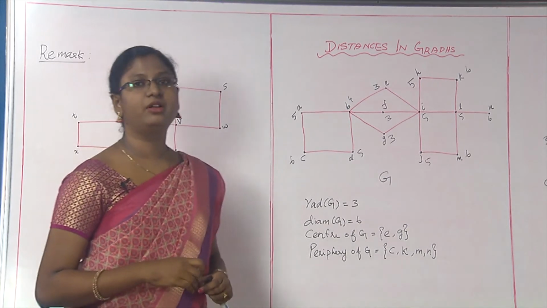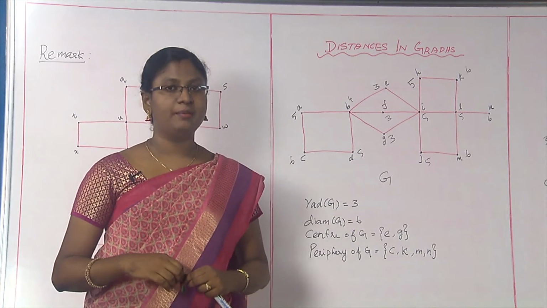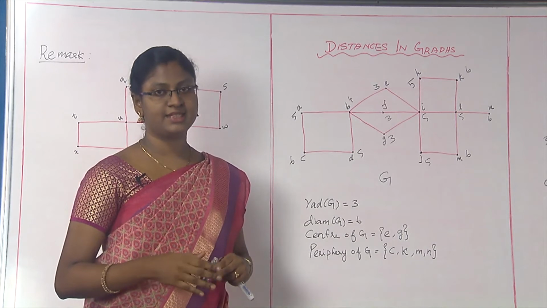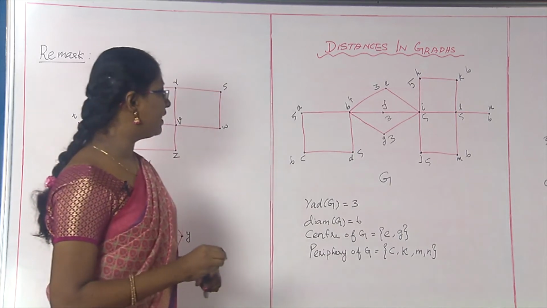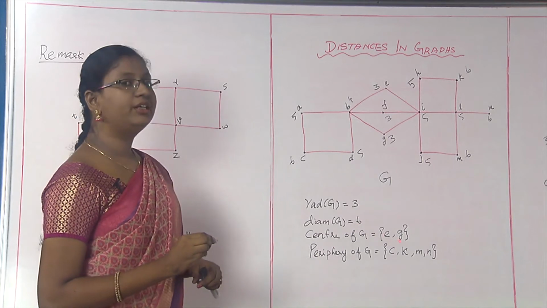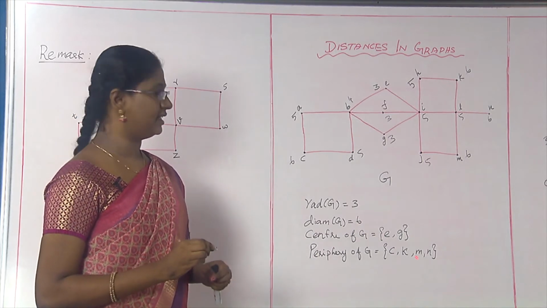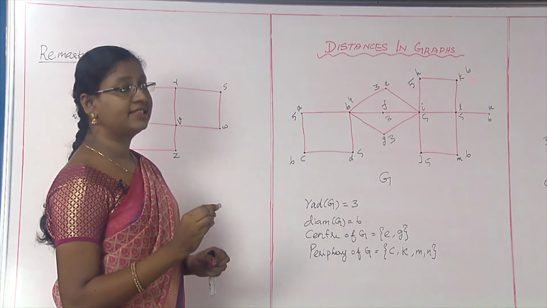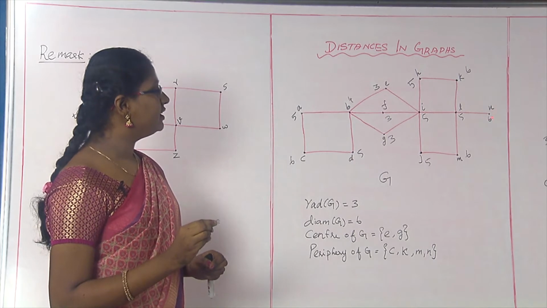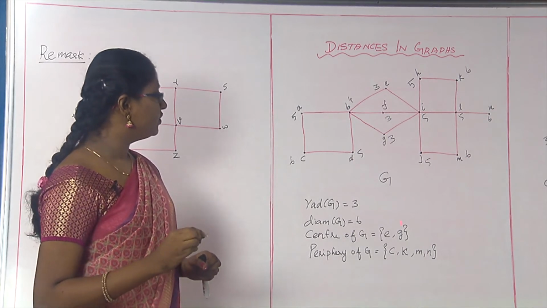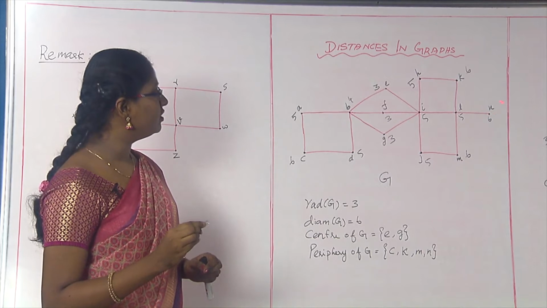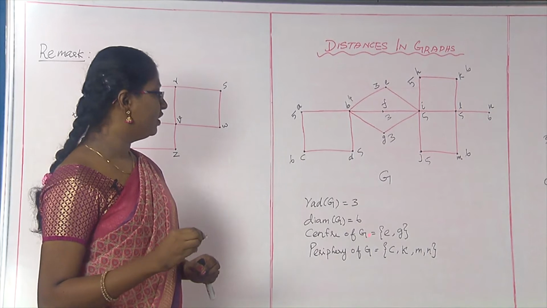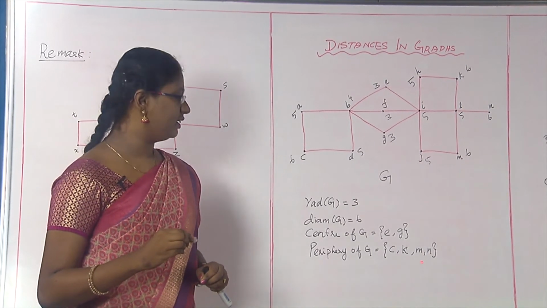Next, we will find the periphery of G. The periphery of G is the set of all vertices where the eccentricity of that vertex matches the diameter of G. Here the diameter of G is 6, so I am going to collect the vertices with eccentricity 6. Here the eccentricity is 6, here also the eccentricity is 6. What about M? N also has eccentricity 6, C also has 6 as eccentricity. So, it is a set consisting of 4 elements: C, K, M, N.